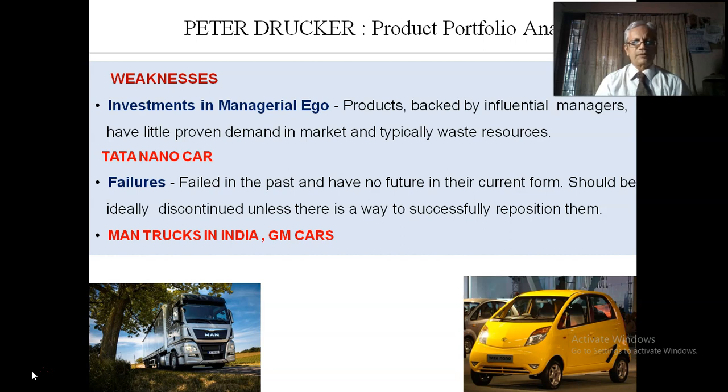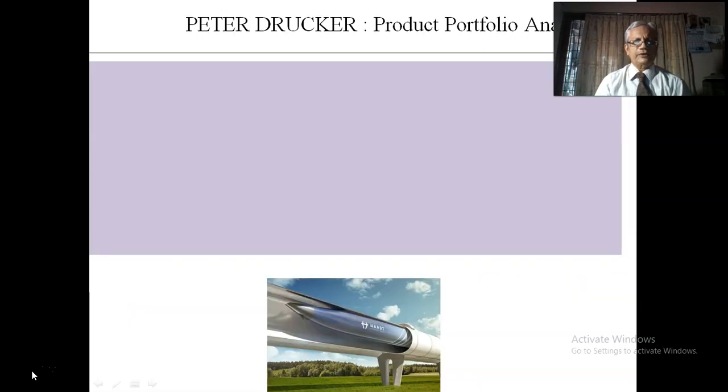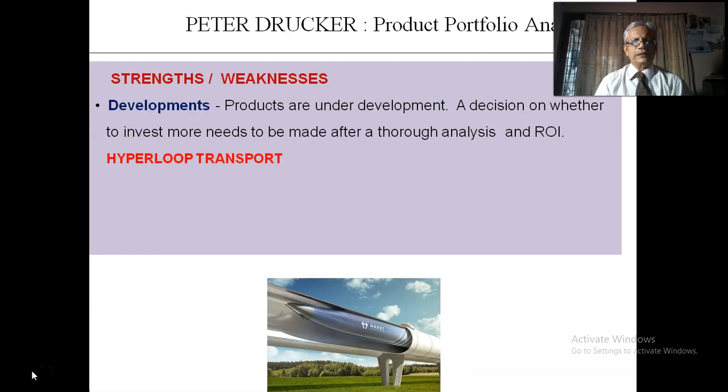The same is the case with General Motors. They also said that they may not be able to really market their products in India because the Indian market is a very complex market, but they will continue to operate to supply products all over the world. So the third category under Peter Drucker's product portfolio is those that are neither strengths nor weaknesses.